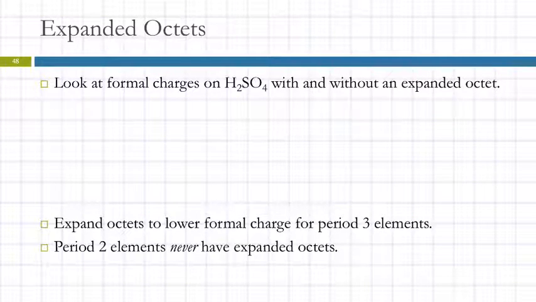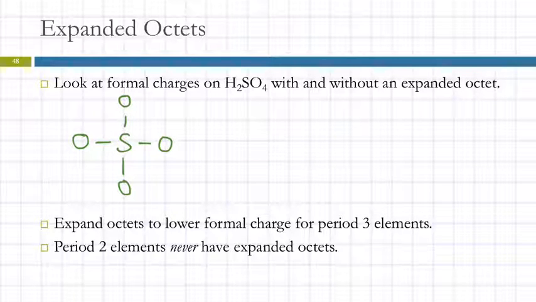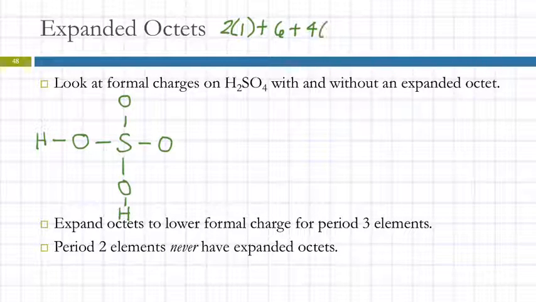Okay, so let's look at the formal charges on sulfuric acid with and without an expanded octet. So first we'll do without. So sulfur in the middle, and oxygens out like this, and then the hydrogens are going to be hanging off the oxygens, 2 of them. So valence electrons, 2 times 1 for the hydrogen, and 6 for the sulfur, and 4 times 6 for the oxygen. That's what, 32?